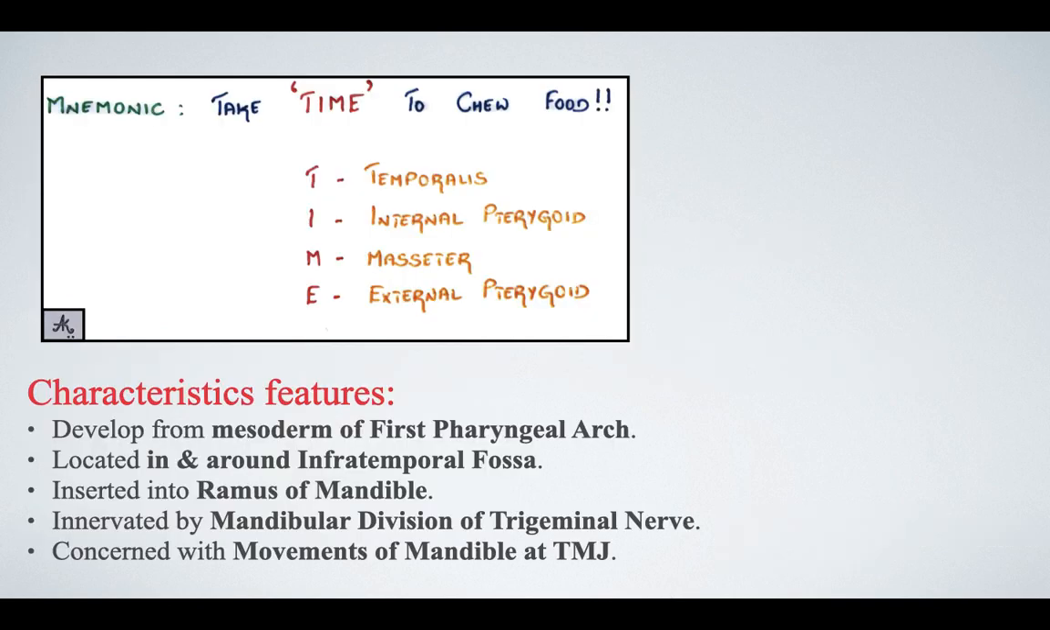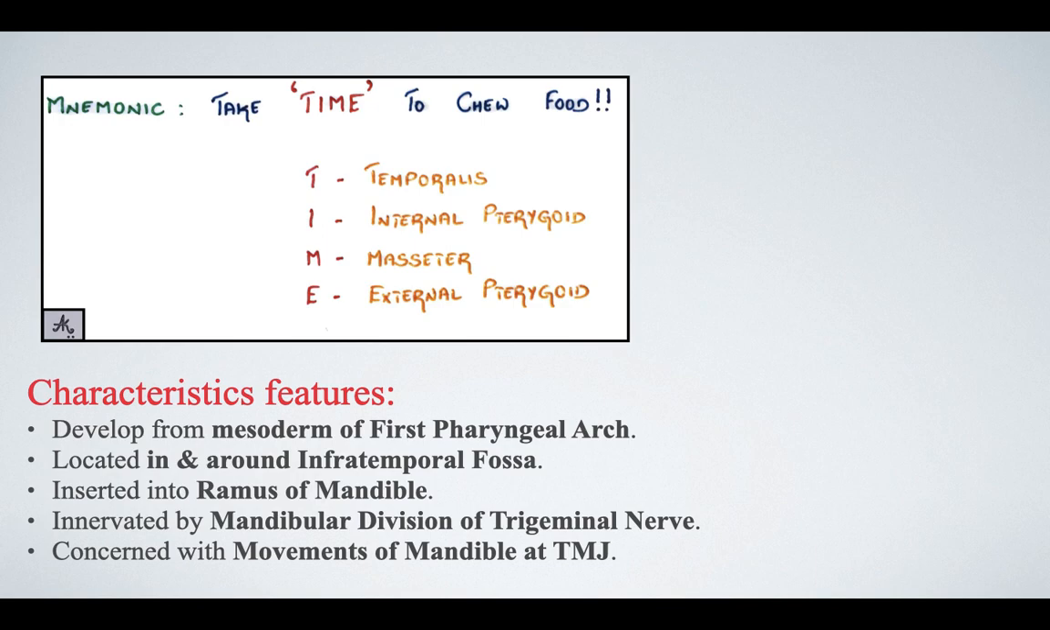Here is a mnemonic to remember the muscles of mastication. Take time to chew food. The letters in the word time represent muscles of mastication. T for temporalis, I for internal pterygoid, M for masseter, E for external pterygoid. Internal pterygoid is also known as medial pterygoid, whereas external pterygoid is also known as lateral pterygoid.